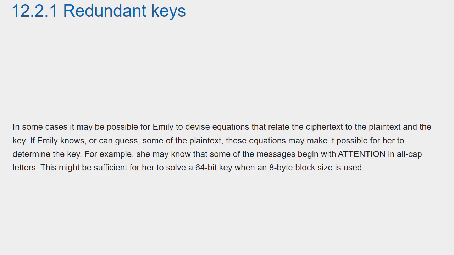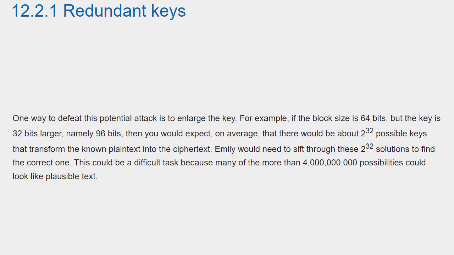Section 12.2.1 Redundant keys. In some cases, it may be possible for Emily to devise equations that relate the ciphertext to the plaintext and the key. If Emily knows or can guess some of the plaintext, these equations may make it possible for her to determine the key. For example, she may know that some of the messages begin with ATTENTION in all cap letters. This might be sufficient for her to solve a 64-bit key when an 8-byte block size is used.